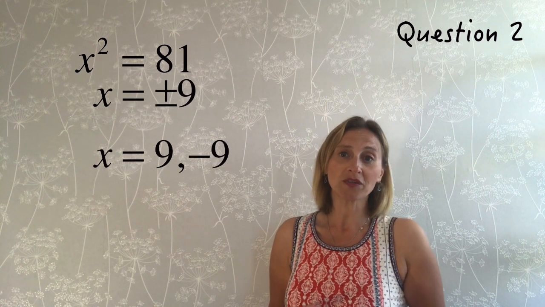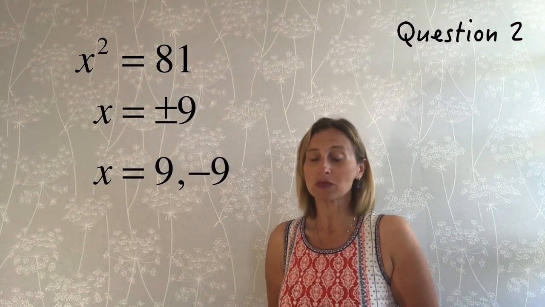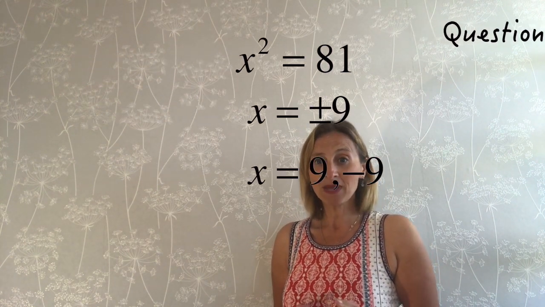Question 2. x squared equals 81. Again, square root both sides, and you're left with x equals plus or minus 9. And that means 9 and minus 9.